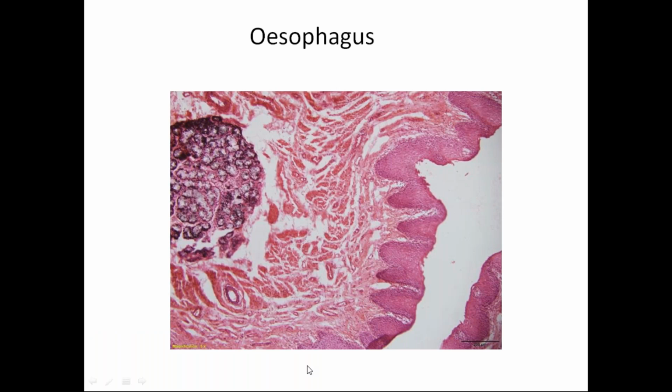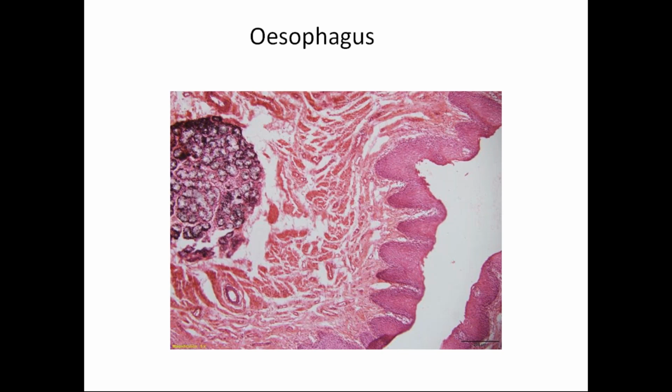So we look at this slide. This is again a stratified squamous. It's one portion of the esophagus. That was a rat esophagus. This is a human esophagus. So you should be very careful while identifying this.